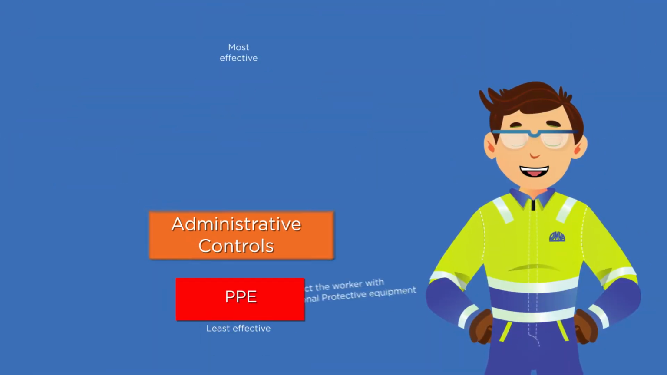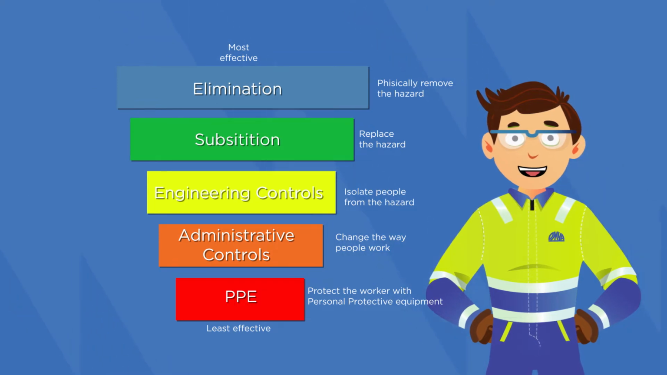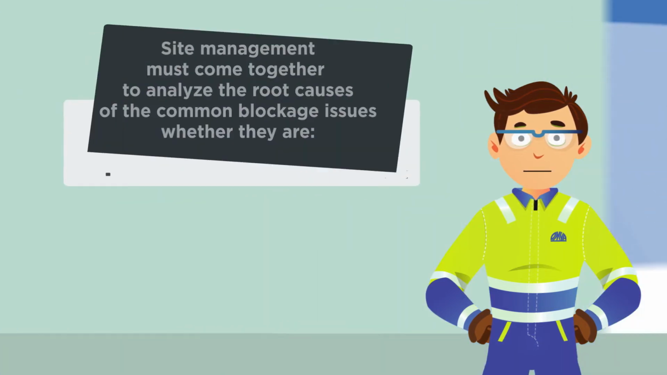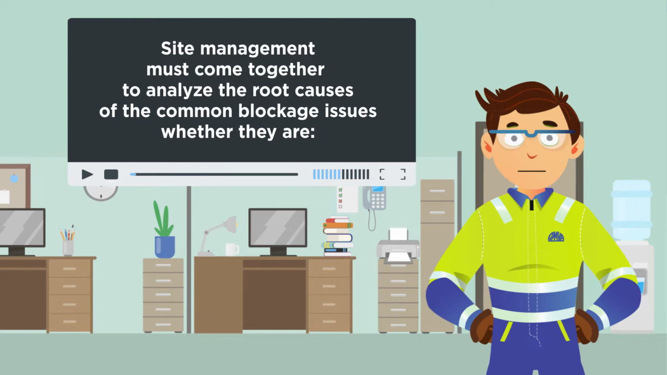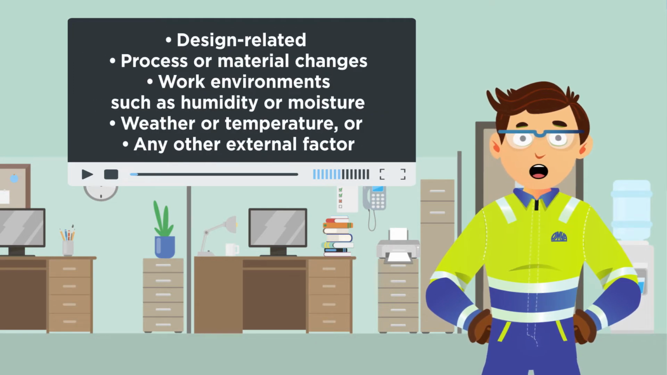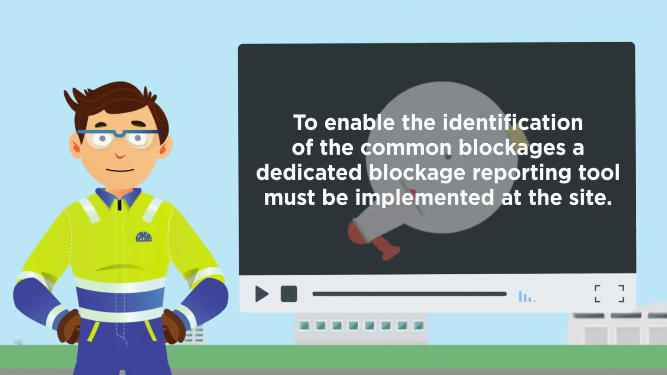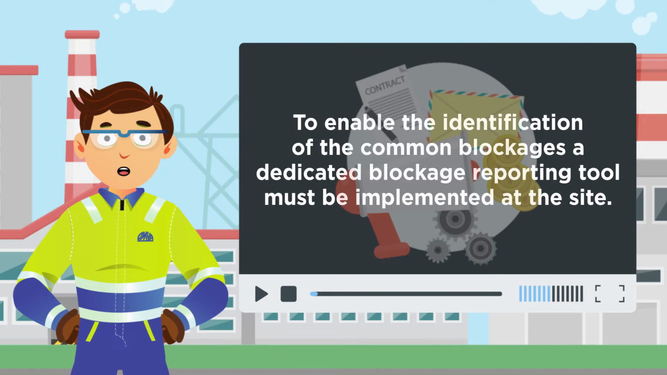As with all other risks, the best solution must be to apply prevention of the blockages from the source by following the risk control hierarchy. Site management must come together to analyze the root causes of the common blockage issues, whether they are design-related, process or material changes, work environments such as humidity or moisture, weather or temperature, or any other external factor. To enable identification of the common blockages, a dedicated blockage reporting tool must be implemented at the site.